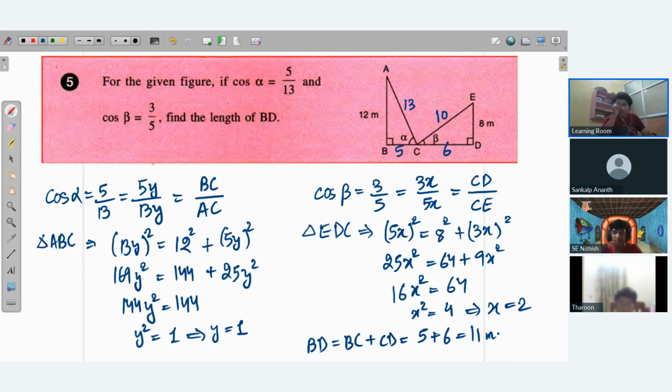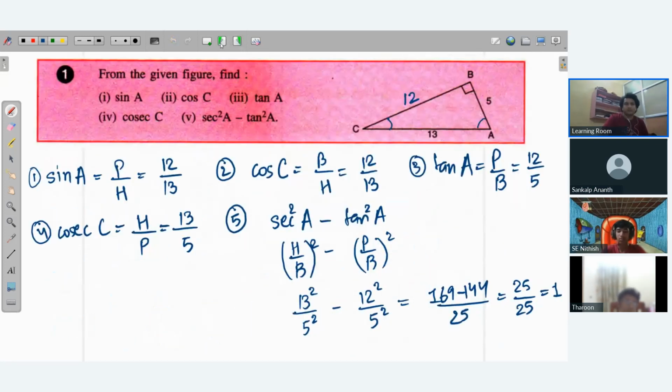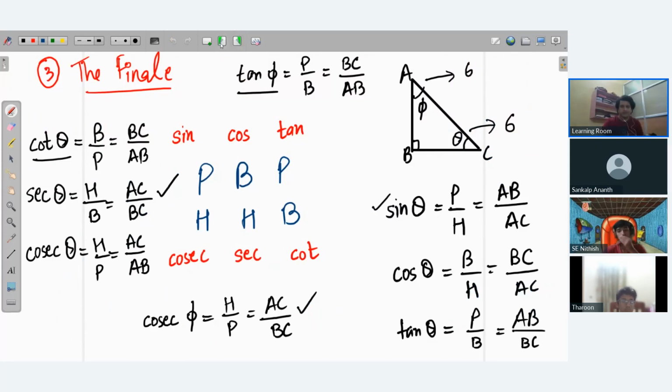I think this much is enough for today. In next class, what we will do is that the relation which you see here, which you were guessing, who is reciprocal of whom, that we will do.